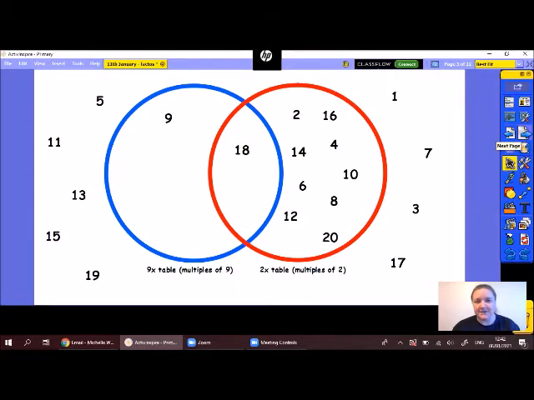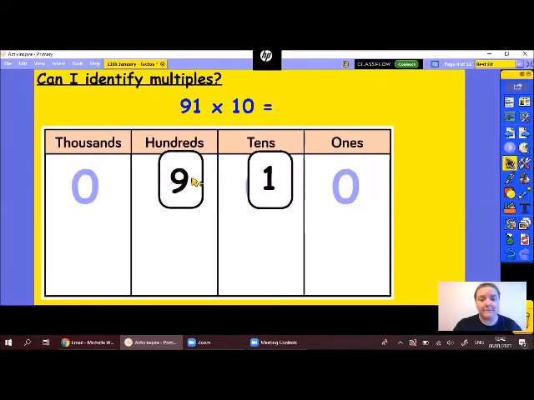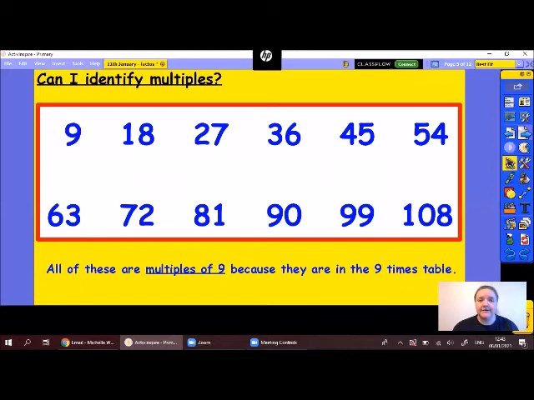Another thing that multiples link to is our multiplying by 10 that we were doing last week. So 91 multiplied by 10, we move both digits up, remember? And then we have our 0 here. So 910 is a multiple of 91, and it's a multiple of 10. And of course, we know that all multiples of 10, because of how we multiply them, must end in a 0. Multiples also link to our times table lessons, because we've got the 9 times table here. Every single one of them is a multiple of 9.